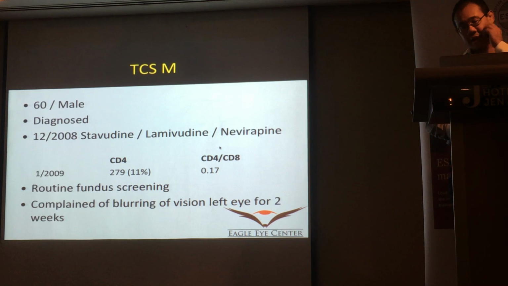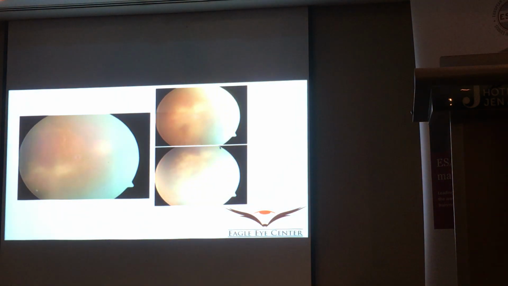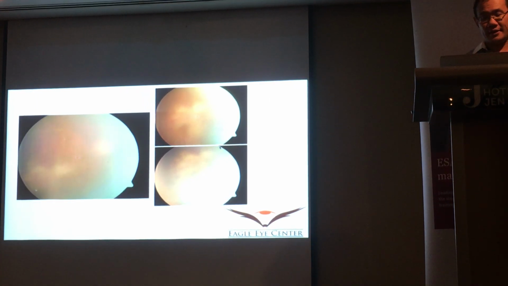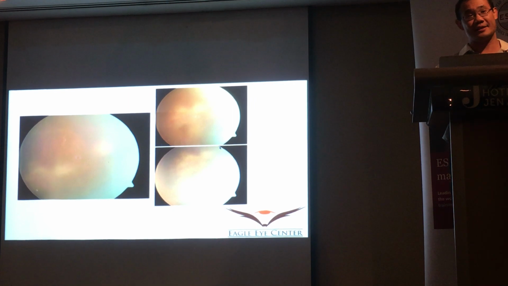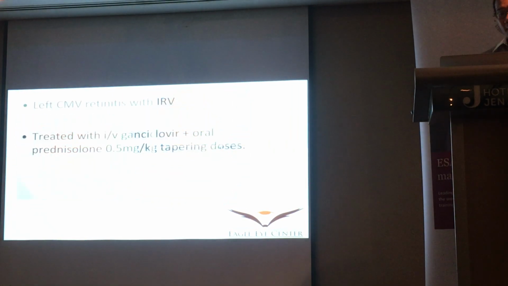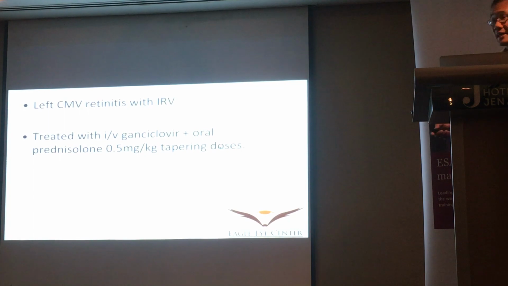All right, just some examples again. A 60-year-old man was diagnosed with CMV in December and was treated with a standard 3-drug regimen. His CD4 count at 1 month later was 280. Now he complains of blurring of vision for 2 weeks, and this is what you see. You can see a whitish thing in the background, and over here maybe a hint of a reddish thing. All right, and this is not because the camera is smudgy. This is a real picture. So this is actually CMV retinitis with IRU.